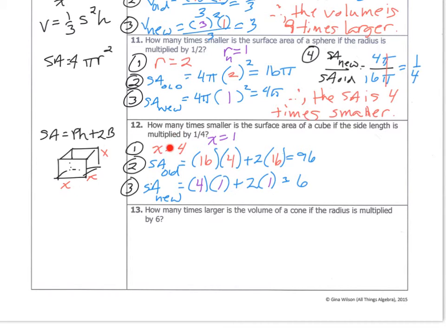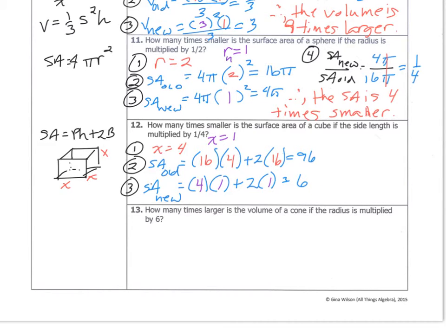Then we took 4 and divided it by 4, because we multiplied it by 1/4 to get the new dimension, which is now going to be 1. So I did the same thing again. 1 times 4, that's your perimeter, is 4. The height is now 1, so H is 1. Your big B is side times side, so 1 times 1 is 1. The area of that base is 1. And so I get 96 for the old, 6 for the new.